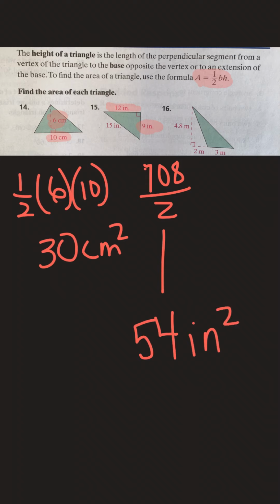And our last one, so it tries to trick us a little bit. The base of the triangle is the 3 meters. The height is from the vertex down. Therefore, it's 4.8. If you multiply 4.8 times 3, you are going to get 14.4. 14.4 divided by 2 is going to give you 7.2 meters squared.